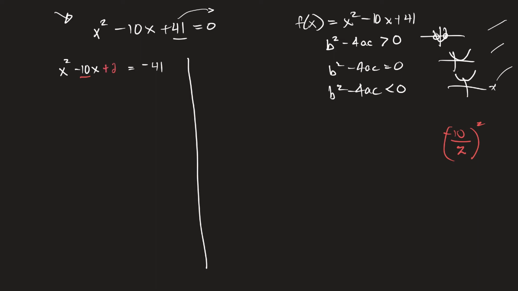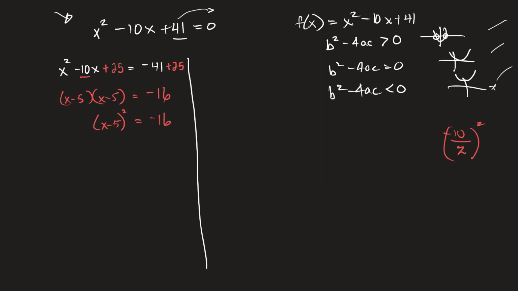So I can add 25 to this side, and what I do on the left side, I have to do on the right side. So on the right side, I come up with negative 16. On the left side, if I factor this, it'll be x minus 5 and x minus 5. See, they're both the same, so that's a perfect square. I can write it like this.